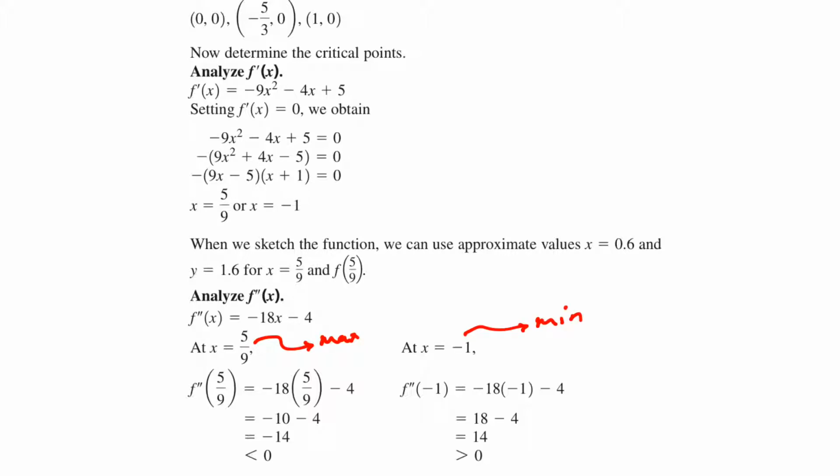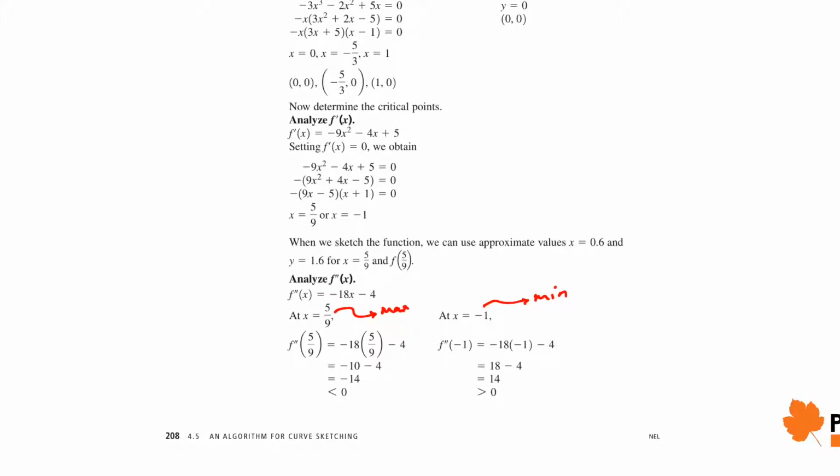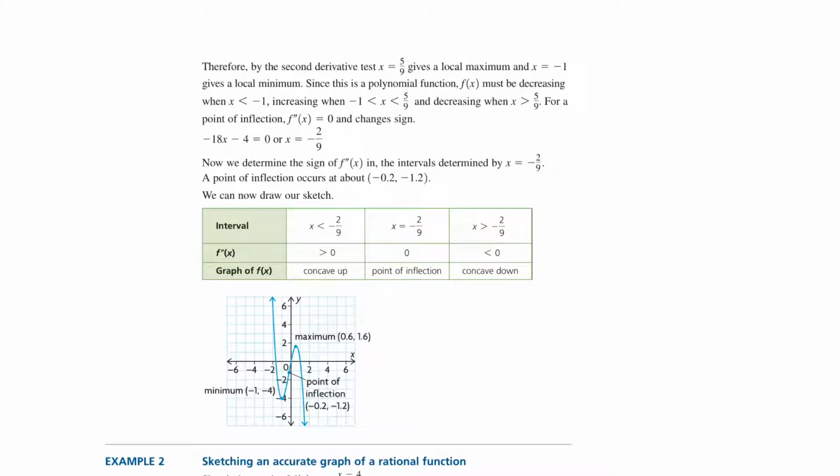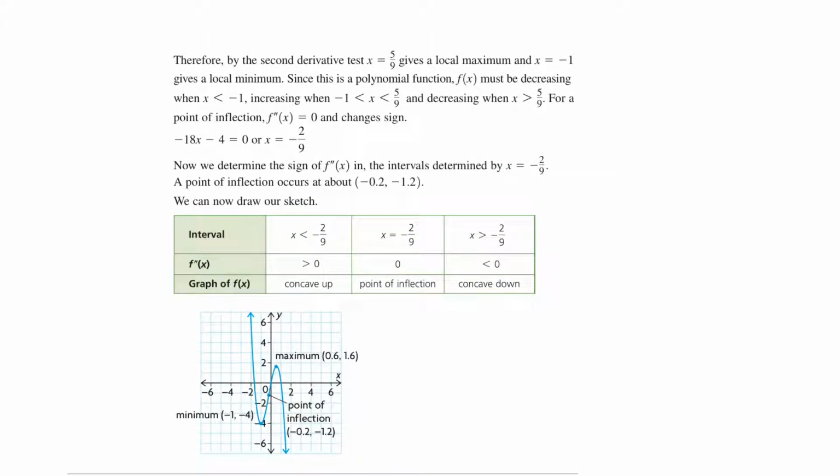Second derivative test. If we draw the interval chart for the second derivative, less than -2/9 the function is concave up, more than -2/9 it is concave down. -2/9 is the x-coordinate of the point of inflection.